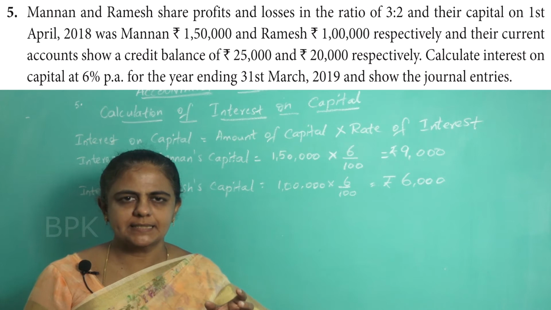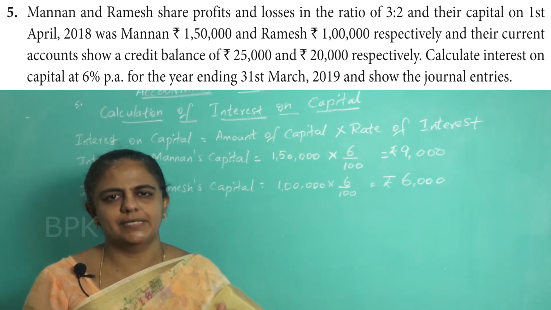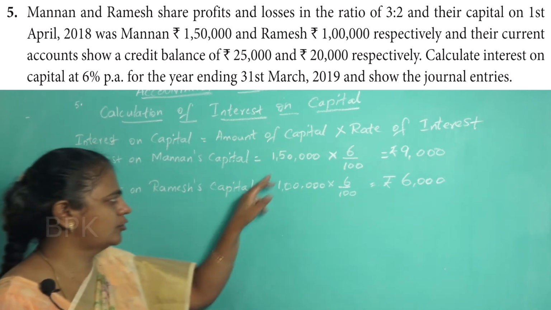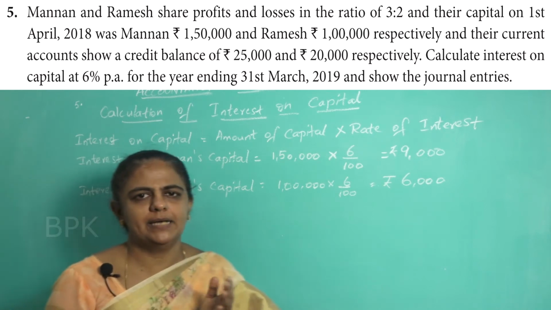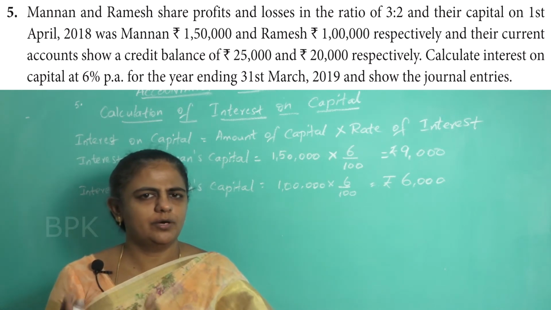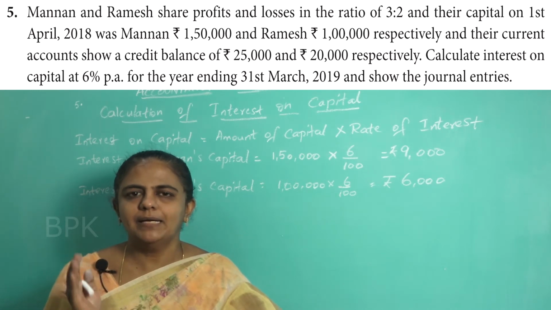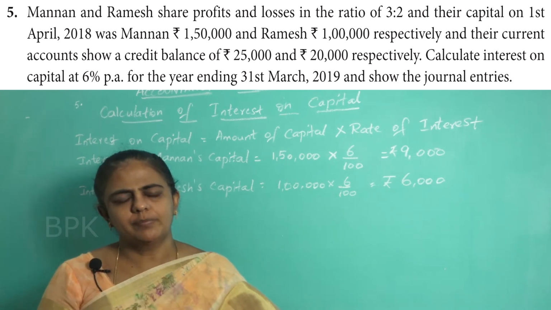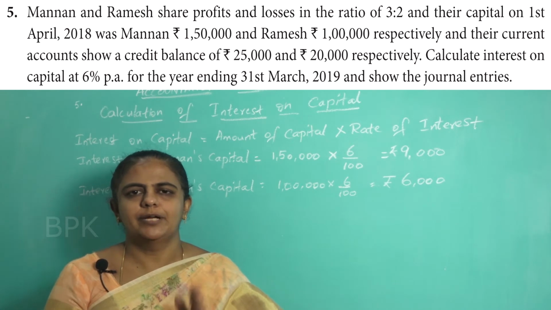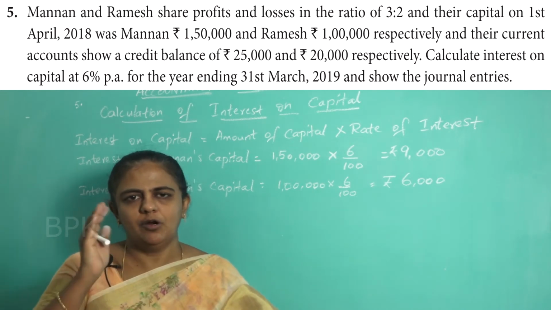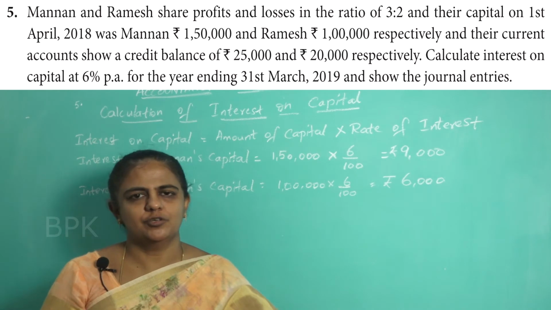But what else is asked there? You are also asked to show the journal entries. So journal entries for interest on capital. Already we have prepared the capital account. In the capital account, what are we doing? We are putting the interest on capital on the credit side. You write by interest on capital. But in profit and loss appropriation, what are you doing? We are putting it on the debit side. So profit and loss appropriation account to interest on capital.